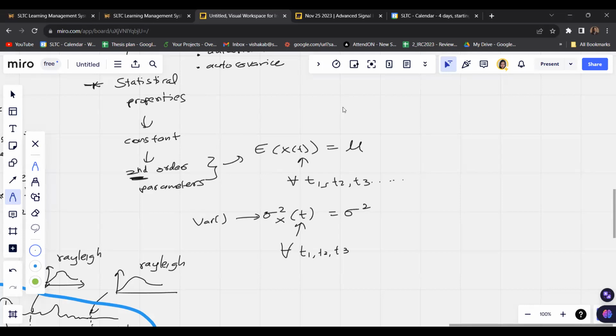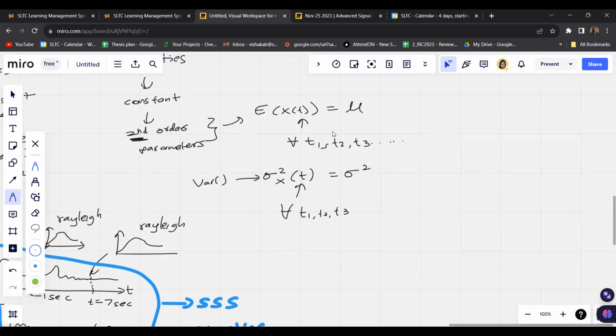And then once you take the autocorrelation value, T1, T2, right? So then we can say that the autocorrelation will be equal to a value which is determined by this tau value. It doesn't depend on T1, T2, but it depends on the tau value, basically.